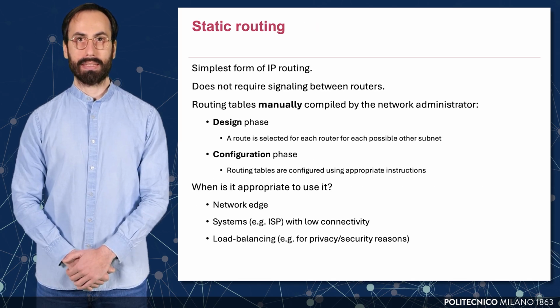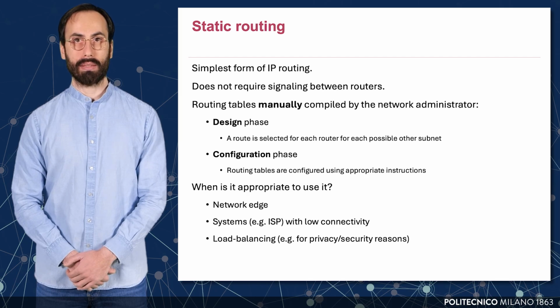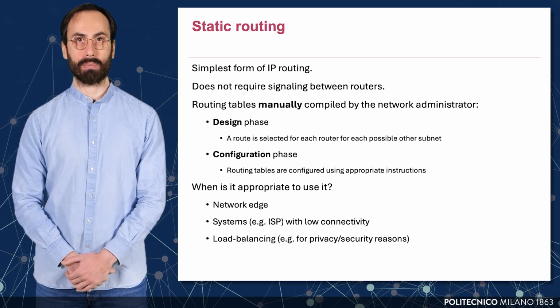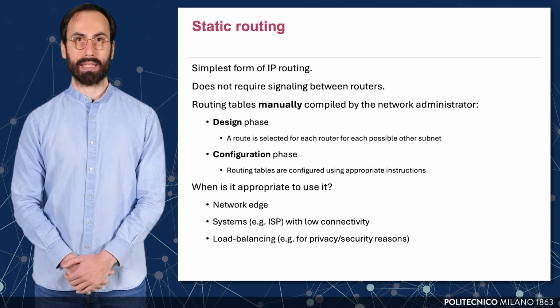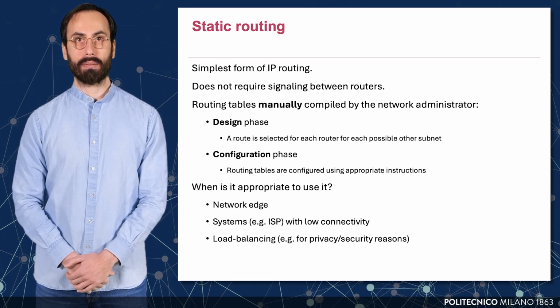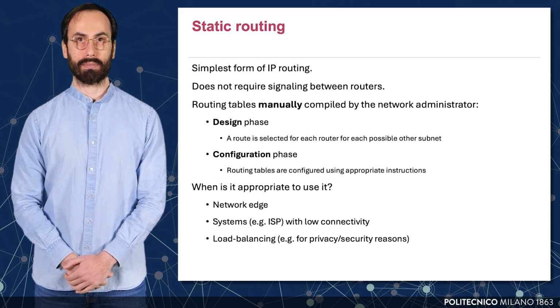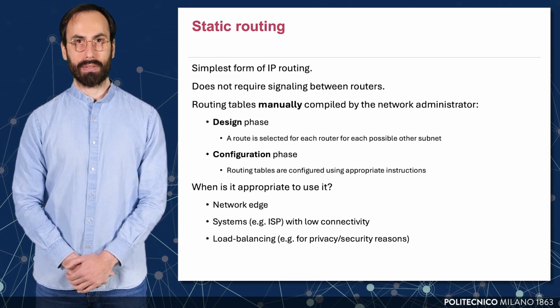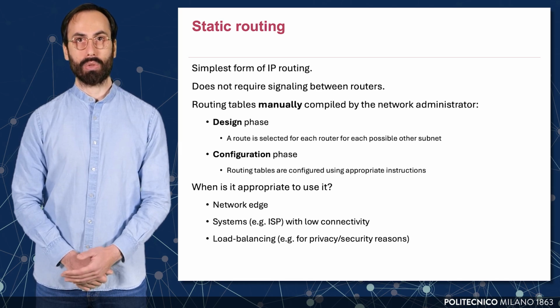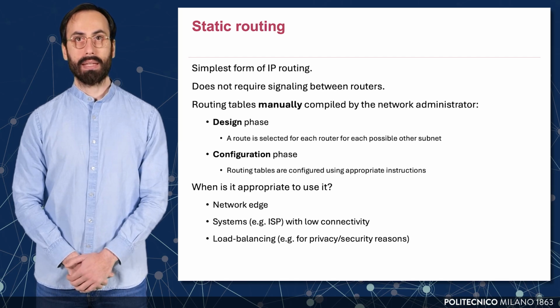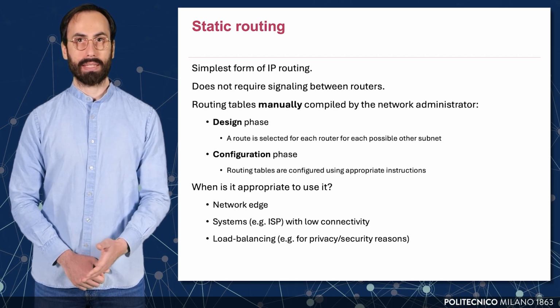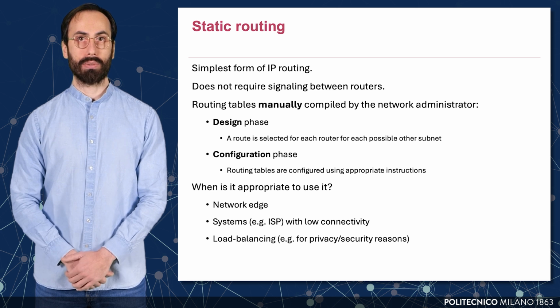Static routing is the most basic type of IP routing. It doesn't rely on any communication between routers. Instead, the routing tables are manually set up by a network administrator. This happens in two stages. First, during the design phase, the administrator decides which route each router should take for every possible destination. Then, in the configuration phase, these routes are entered using commands or scripts.